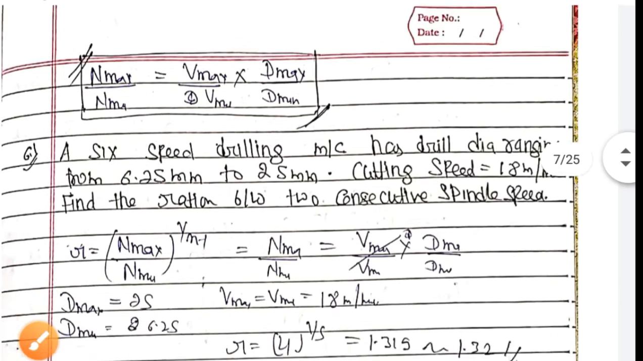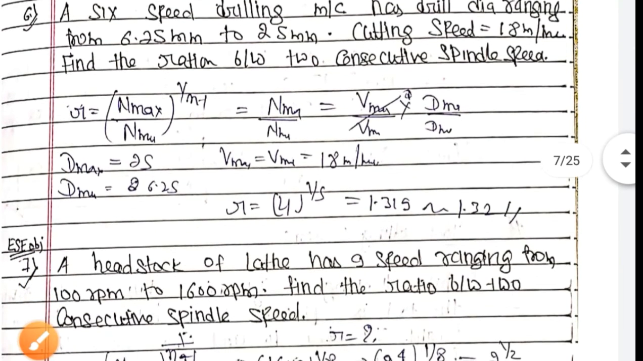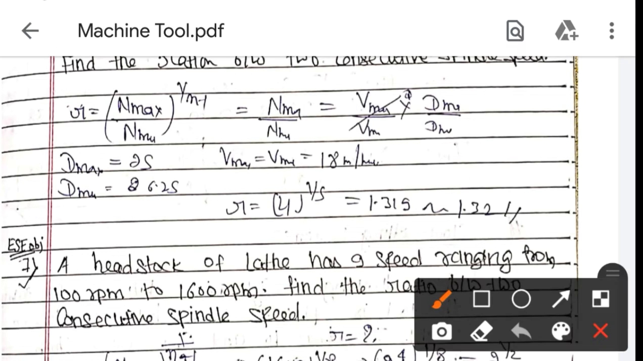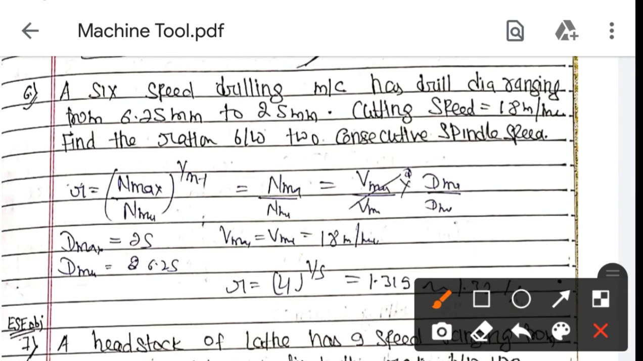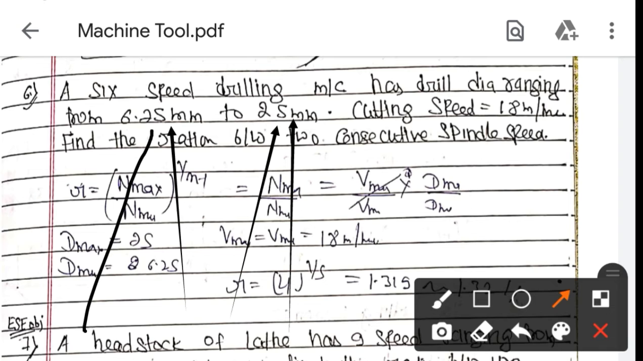So we'll solve one more problem. The question is: a 6-speed drilling machine, meaning N equal to 6, has drill diameter ranging from 6.25 mm to 25 mm. The minimum diameter is 6.25 mm and the maximum diameter is 25 mm, and the cutting speed V is given, which is 18 meter per minute. Find the ratio between the two consecutive spindle speeds.